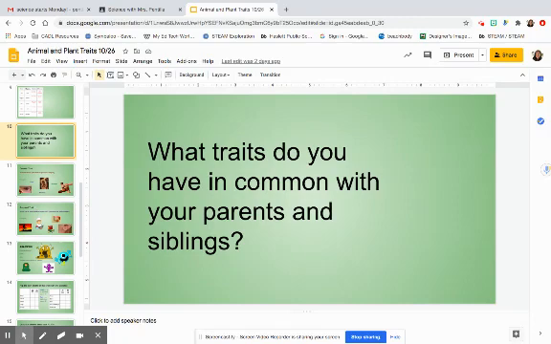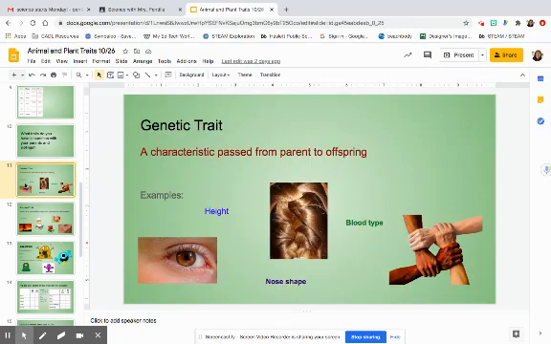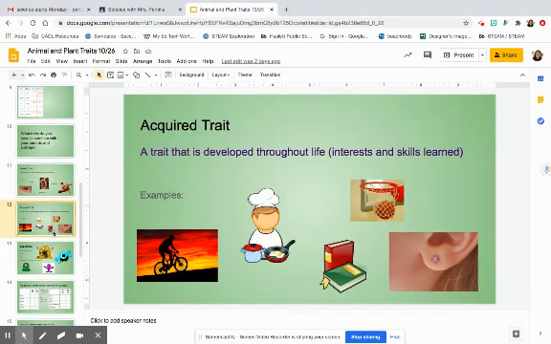There are two different kinds of traits that you can say. One is called a genetic trait. So that is what's passed down from your parent to offspring. That has a lot to do with your genetic makeup: your height, nose shape, blood type, hair color, any of those things. And then you have what's called acquired traits. Those traits are developed through your life. So, like things you're very interested in or skills that you happen to be really good at, those are acquired traits that you have.